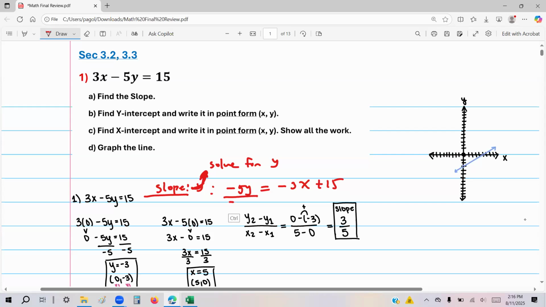And since you're solving for y, divide each term by -5. So we get y = (3/5)x - 3. So whatever you have in front of x, that is your slope. 3/5, without any variable. Only the number 3/5. Okay.